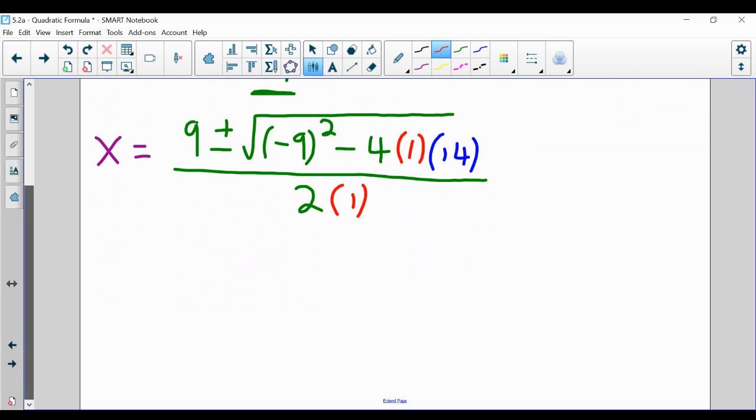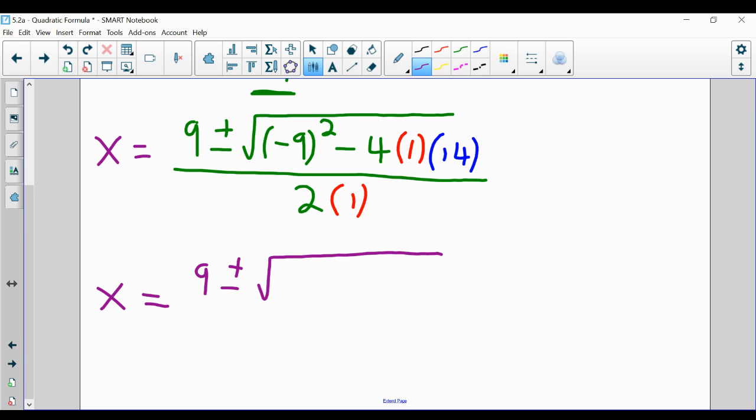And so that's all the numbers plugged in. Now we just simplify. So x equals 9, nothing I can do with the 9 yet, plus or minus the square root. Well, I can do some things in the square root.